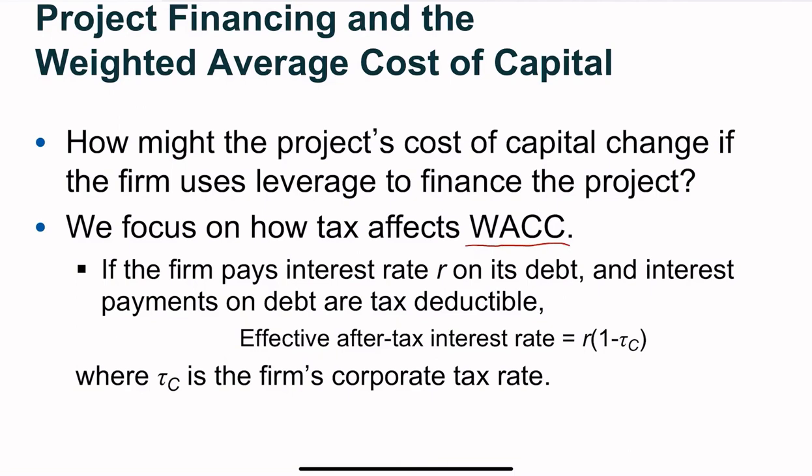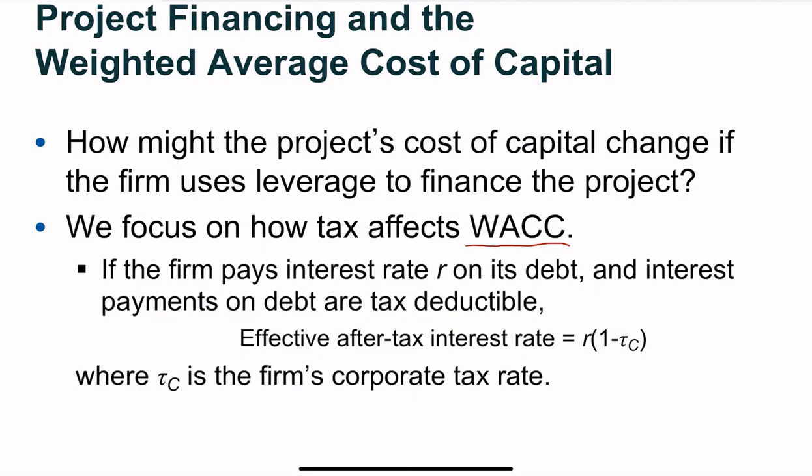First, let's start with the after-tax interest rate. So let's say the firm pays interest rate R on its debt, and the interest payments on debt are tax deductible. In this case, the after-tax interest rate is R times 1 minus corporate tax rate, right? Basically, this implies that if we consider corporate tax rate, the cost of debt will be lower, right?